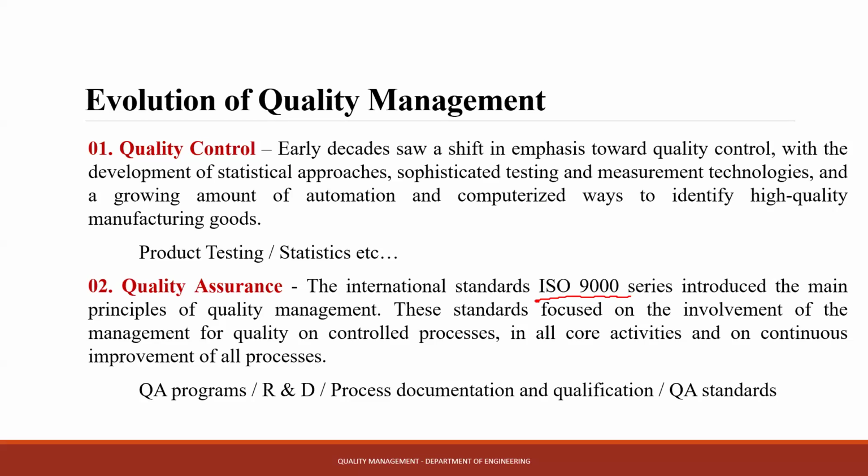ISO 9000, if I simply explain, under the ISO 9000 series, they mainly focus on the principles of quality management systems, right? They focus on continuous improvement and the improvement of the management and controlling processes. So basically it focuses on quality management systems. The ISO 14000 series focuses on the environmental side, but basically under quality assurance, the ISO 9000 series international standards were used.